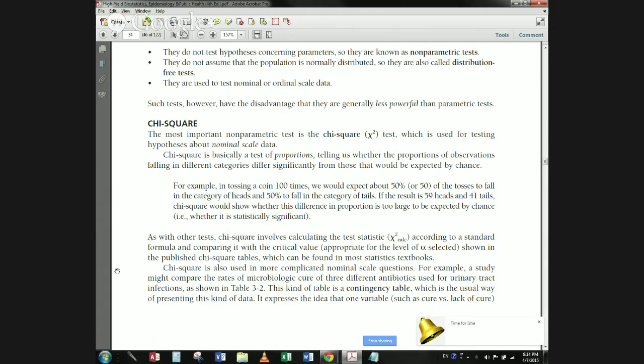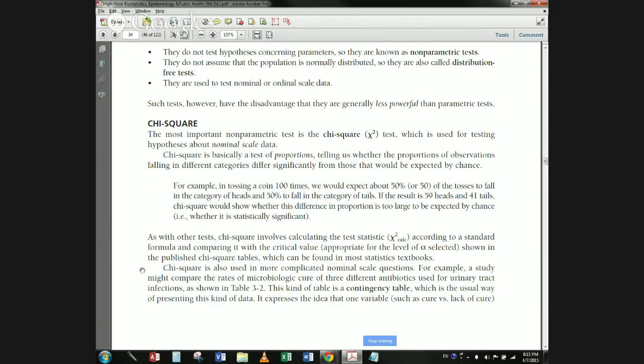If the result is 59 heads and 41 tails, chi-square would show whether this difference in proportion is too large to be expected by chance, that is, whether it is statistically significant. As with other tests, chi-square involves calculating the test statistic according to a standard formula and comparing it with the critical value appropriate for the level of alpha selected, shown in the published chi-square tables, which can be found in most statistics textbooks.